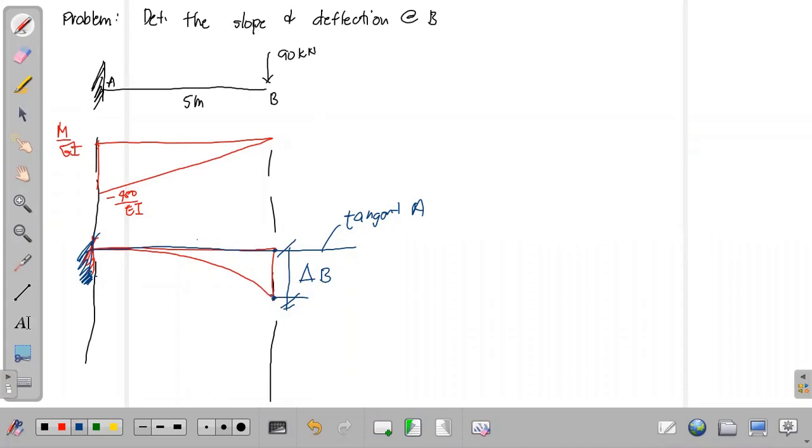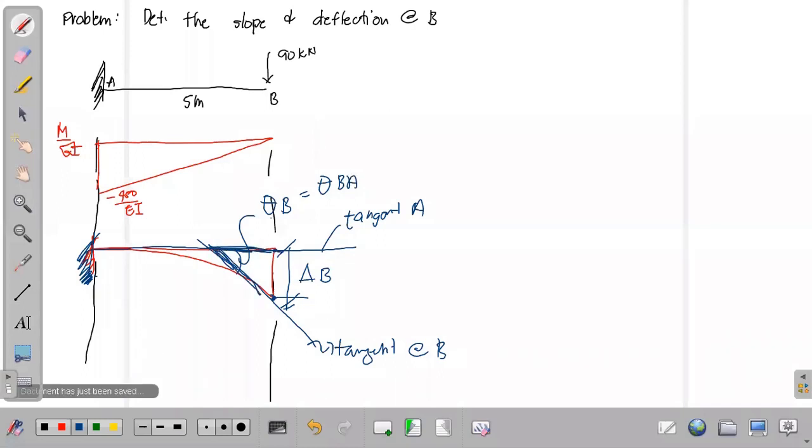So pagka nag-tangent ka dito sa B, ang tangent line mo, ganyan. Ito yung magiging tangent at B. So pagka nag-tangent line ka dito, tangent A, tangent B, ito yung magiging rotation mo sa may B, slope at B. This is actually equal to the theta BA in between these two tangent A and B. This is the tangential deviation of B from the tangent A. Yung theta BA. So ito kasi yung point natin dito.